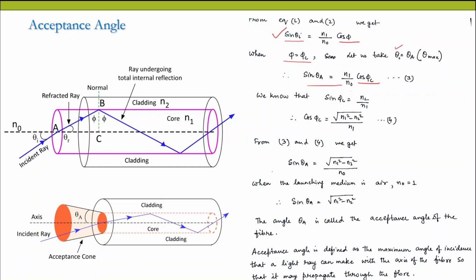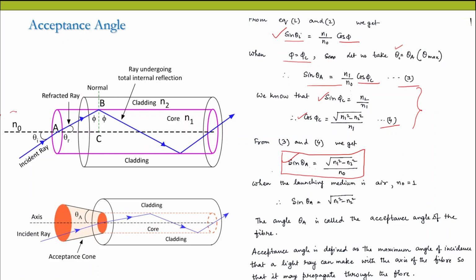Now we know from our previous calculation of total internal reflection that sine phi c is equal to n2 by n1. So we can easily find the value of cos phi c, which is root over n1 square minus n2 square by n1. This is equation number 3, and this is equation number 4. If we combine these two equations, we get the value of sine theta A. So sine theta A will be root over n1 square minus n2 square by n0.